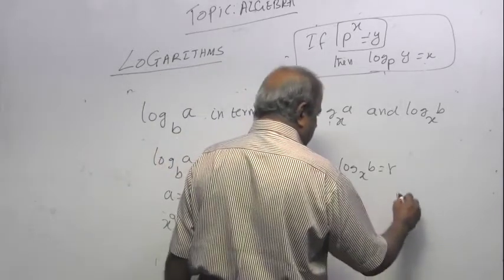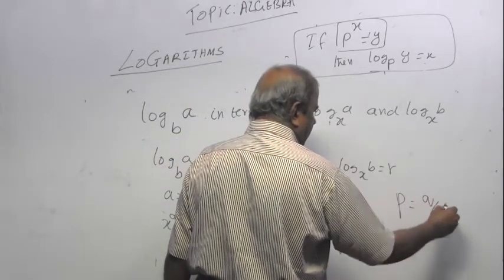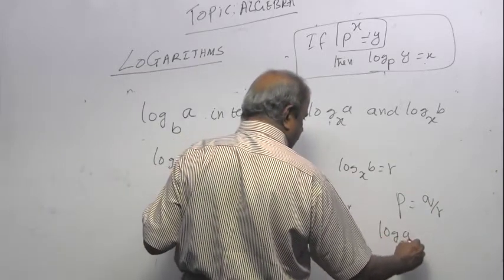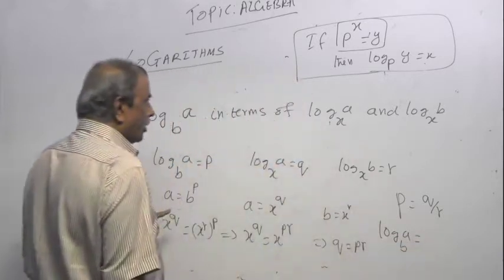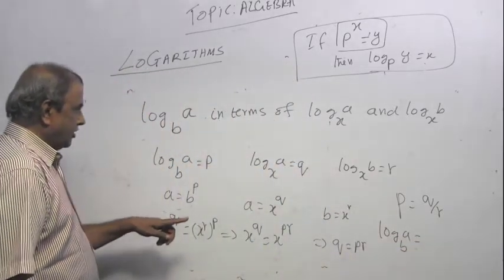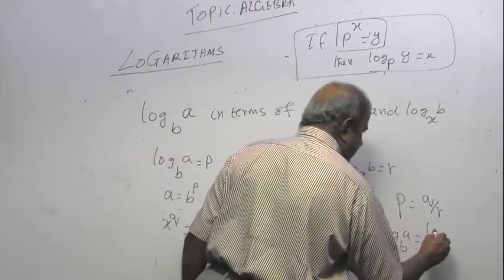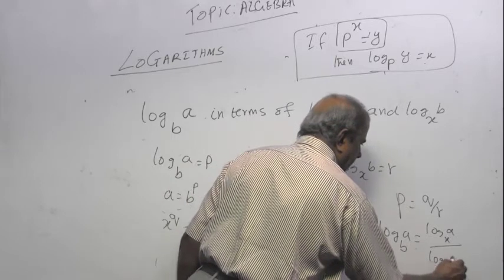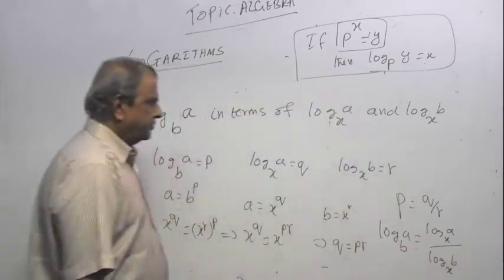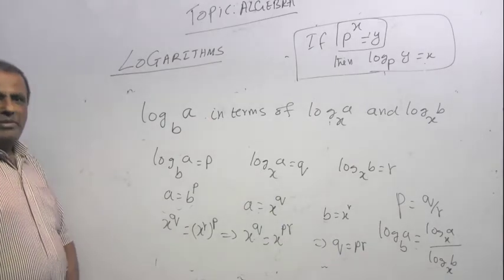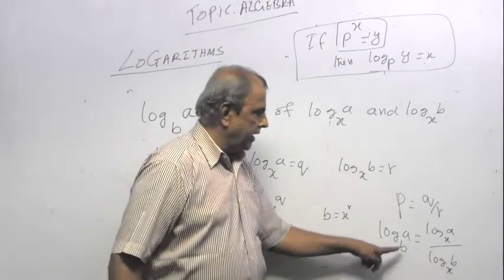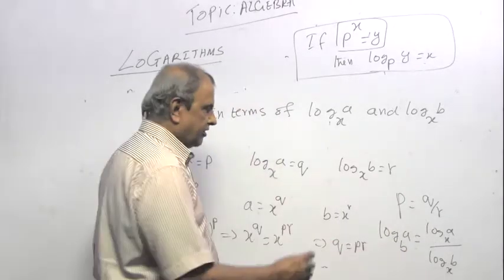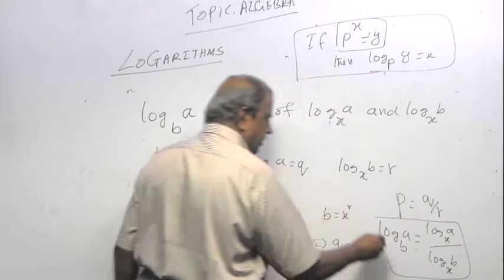So, what is p equal to? Q over r. What is p? Log a to base b equals, what is q? Q is log a to base x over r, which is log b to base x. That is change of base. Log a to base b is log a to base x divided by log b to base x. That's a very important rule in logarithms.